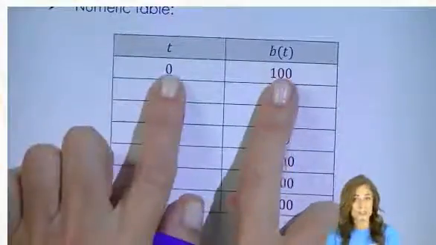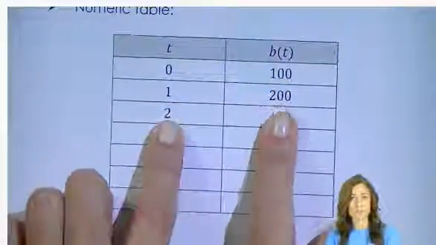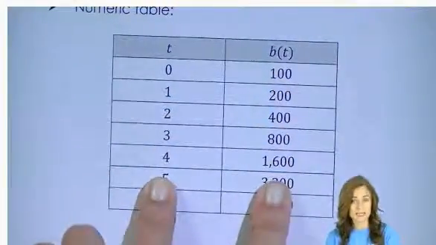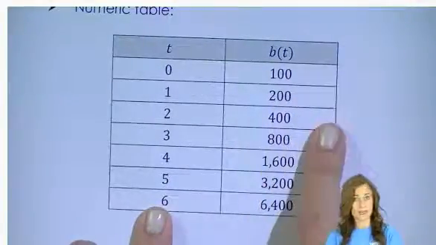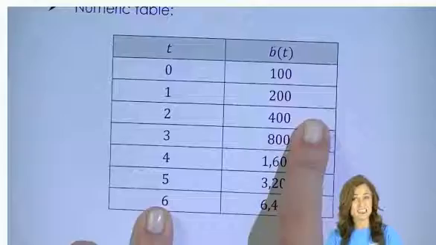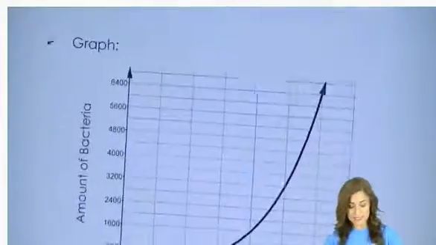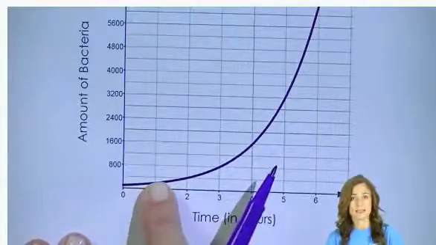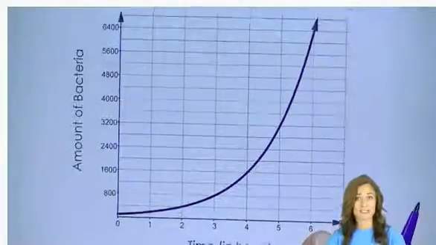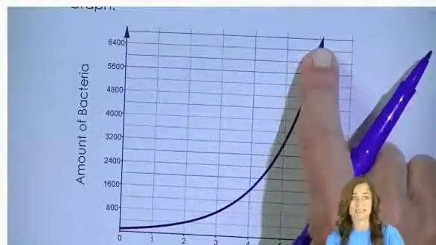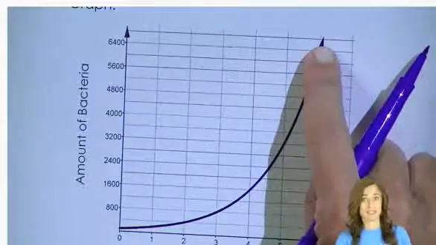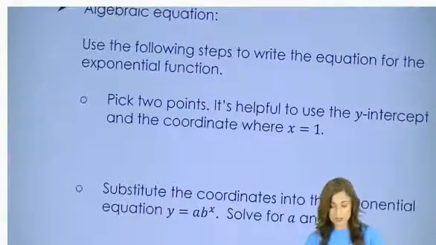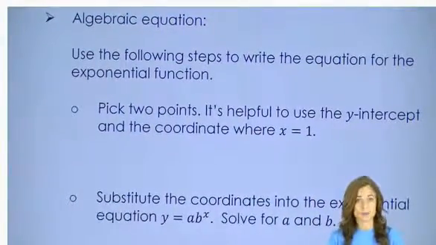Okay, so let's look at a numeric table. Notice at 0 hours you started out with 100, and then it doubled to 200, and then 400, 800, 1600. So the rate of change is not constant, but it's doubling each time. And we see a graph here. We see that we started out with the 100, and then it doubles every hour. And you see by the 6th hour, you've got a lot of bacteria, and it's just going to continue to grow quickly.